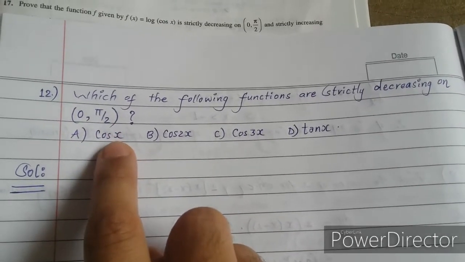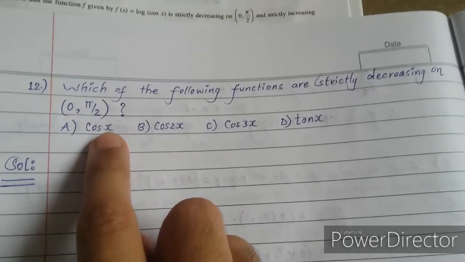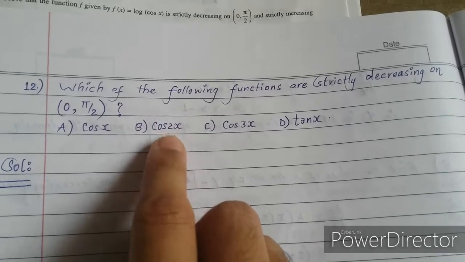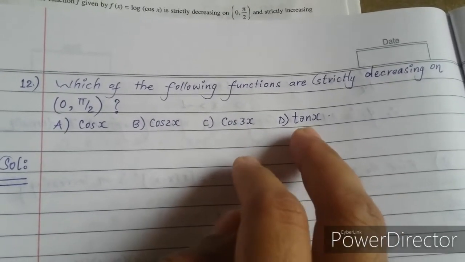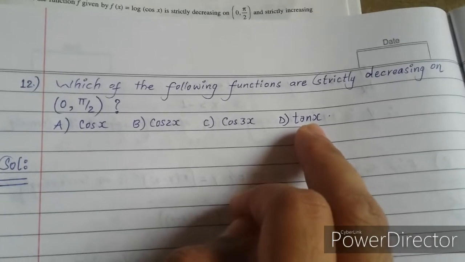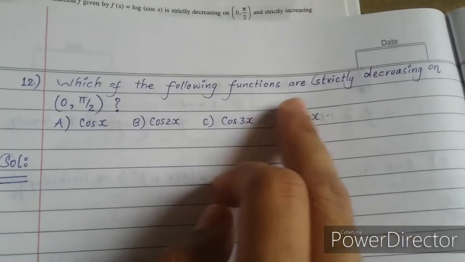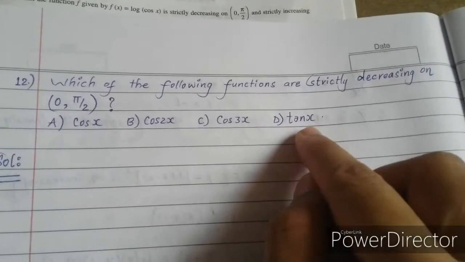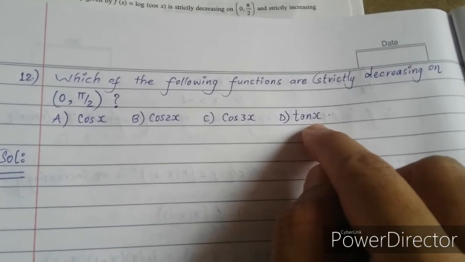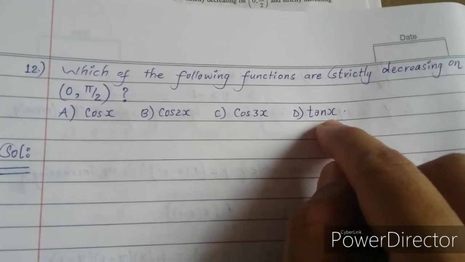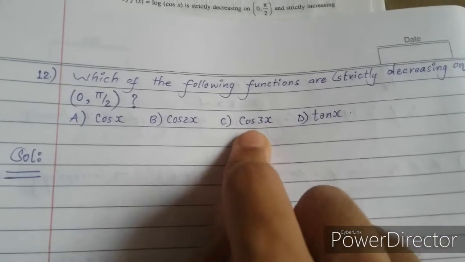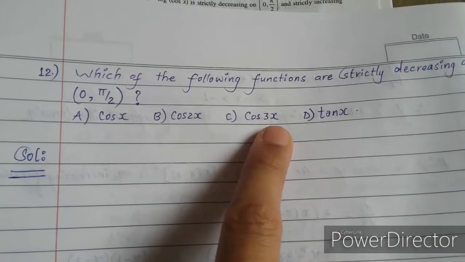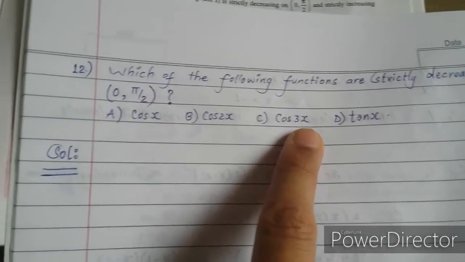So the function cos x will be strictly decreasing within this interval, and similarly for cos 2x, cos 3x and tan x, you have to try this. Tan x is positive in the first quadrant, but the derivative of tan x is secant square x. Secant square x is positive everywhere, so it is a strictly increasing function in the first quadrant. And for cos 2x and cos 3x, children, please try this one. You can do this easier level question.